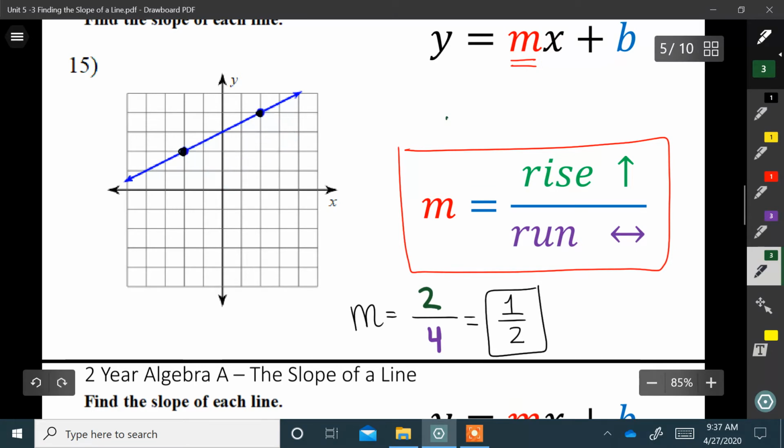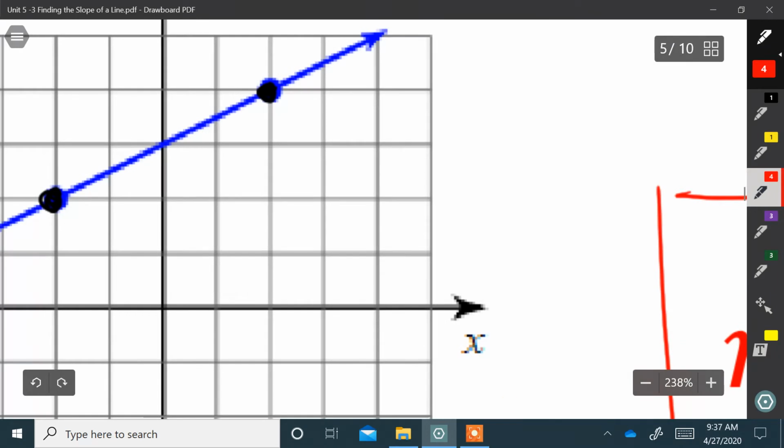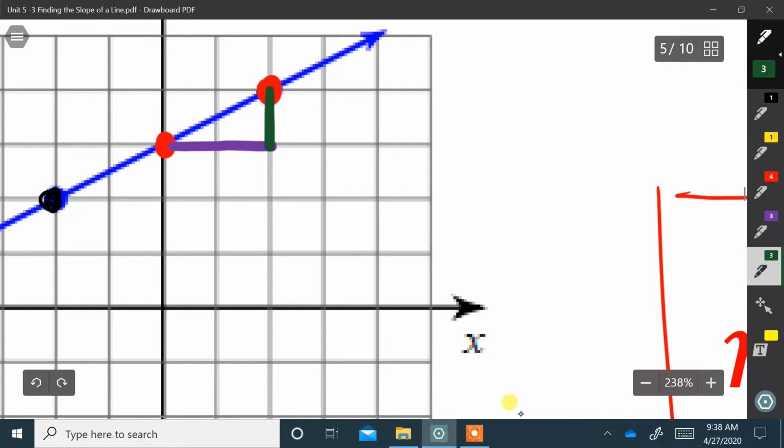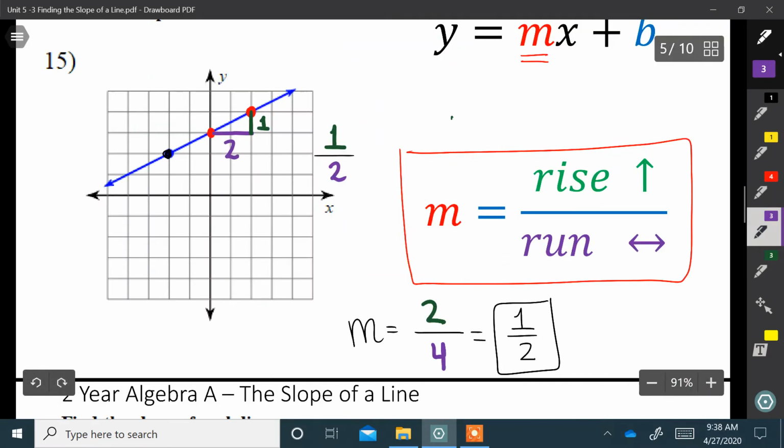What if I picked another point? What if I don't pick those 2 points that are given to me, but I picked this point and this point? You can still find the rise over the run. Notice something here, guys. That's the run, and then I have the rise right there. The rise in this case is 1, the run in this case is 2. So the rise over the run is going to be 1 over 2. Well, that's what we got actually. 2 over 4 is the same as 1 over 2.